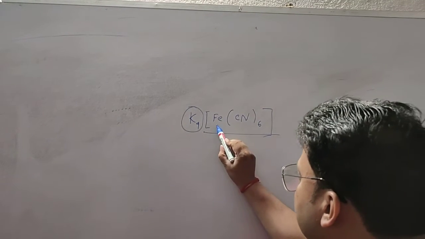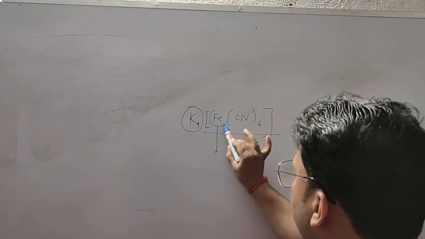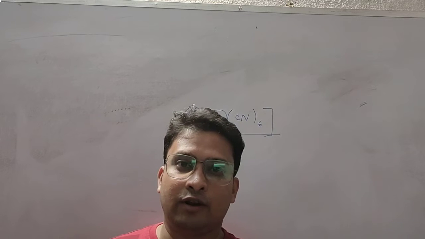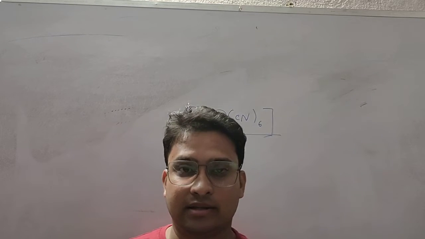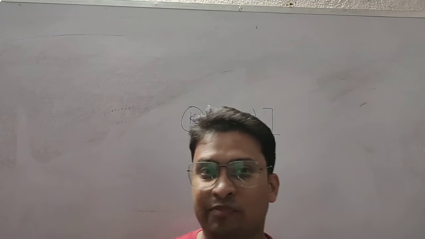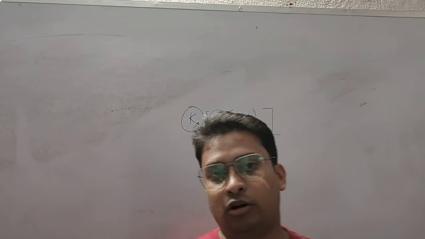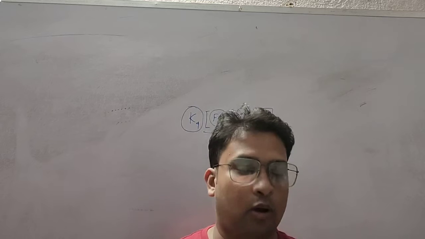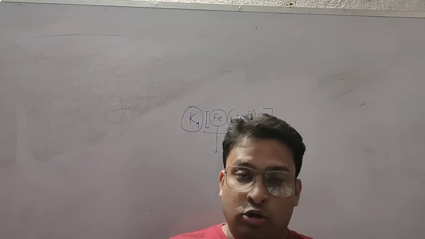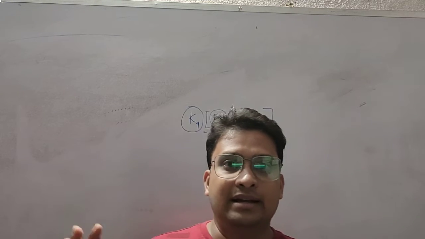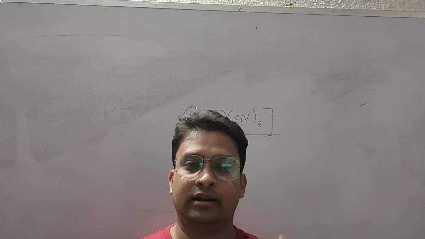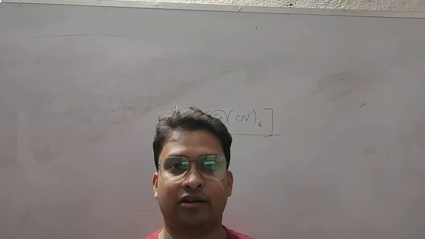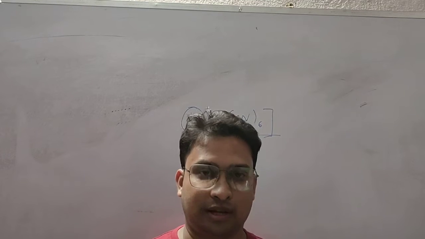Now this Fe, you know that Fe belongs to the d group elements, that means d block elements. So what are d block elements, and which elements are known as d block elements? The elements can be classified into four blocks. One is s block, that means the last electron entered the s subshell.